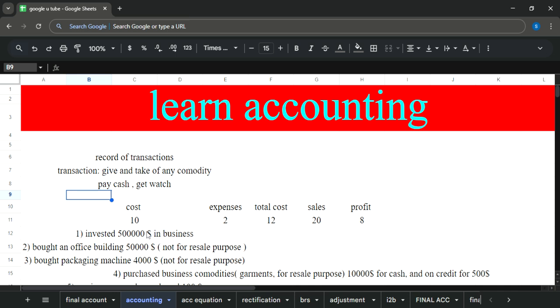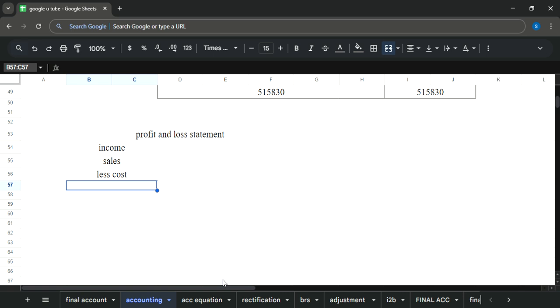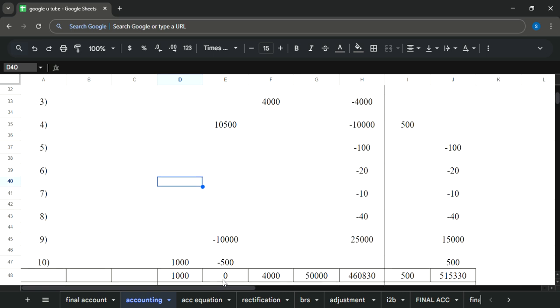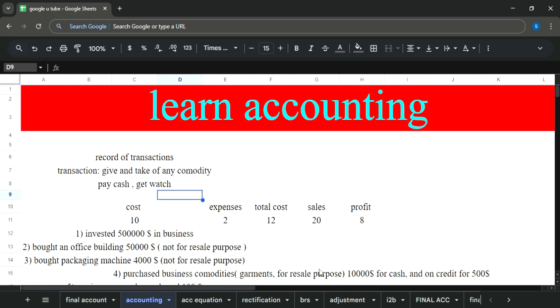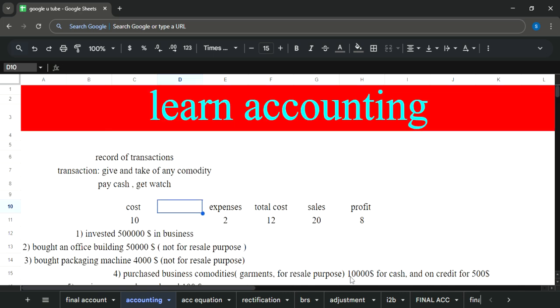So you are not doing business with it. Now here number 4, purchase business commodities. Yes, this is your expense, and here you will mention that for your cost we have purchased some commodities or goods. The cost of that commodity is $10,000, and you can see that we have purchased these commodities on credit as well.